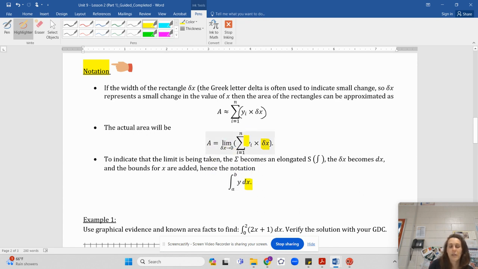And what this integral symbol means is we are finding the sum of underneath that curve y, as the width of those rectangles approaches 0. And so all of this kind of becomes our integral, which is our calculus part, that limit part.